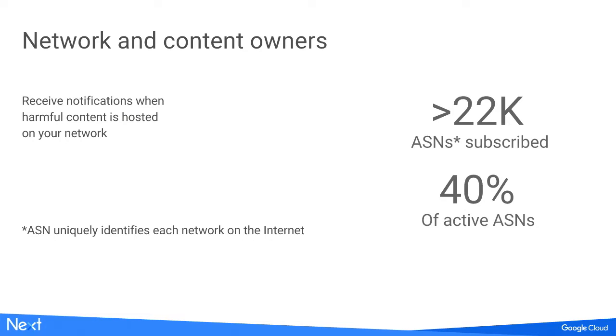There are 3 main tools that you can use to protect your users. So the first one is we protect network and content owners. By using the Safe Browsing for Network and Content Owners program, you can actually have us send you notifications when we detect harmful content on your network, if it's hosted on your network. And currently we have around, and this is a little bit of an old number, it may be higher now, roughly 22,000 ASNs, autonomous system numbers, subscribed. That's around 40% of active ASNs out there currently. So the ASN effectively uniquely identifies each network on the internet. Okay, so we can help there. So we can help you understand on your own networks whether you have any kind of malicious content being hosted, and therefore help you to avoid propagating it out to the rest of the world or internally within your own company.